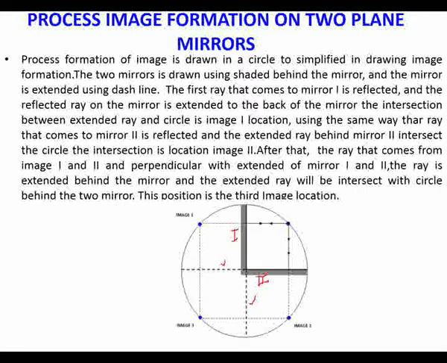From the object, the first ray that comes to mirror 1 is reflected, and the reflected ray is extended to the back of the mirror. At the back of the mirror, the extended ray will intersect the circle. The intersection is the image 1 location.